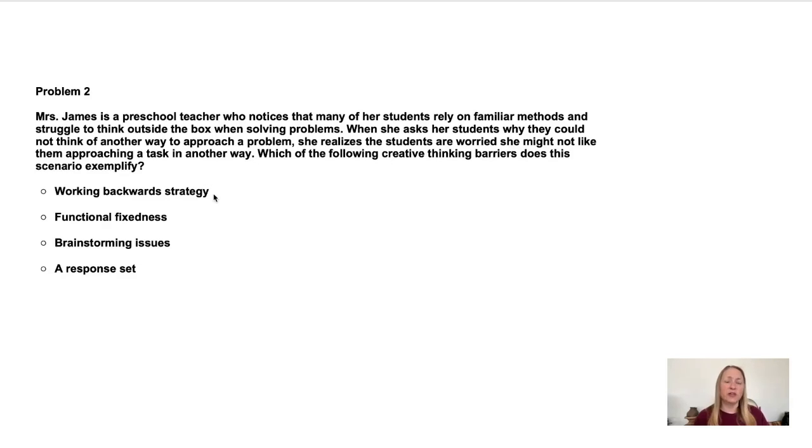Working backwards strategy is incorrect. That's a problem-solving tool, not a barrier. Functional fixedness is incorrect. This is when a person can't see an object being used in a new way, like using a pencil for writing. Brainstorming issues. That would be trouble coming up with ideas, but these students have ideas. They're just afraid to use them. The correct answer is a response set.